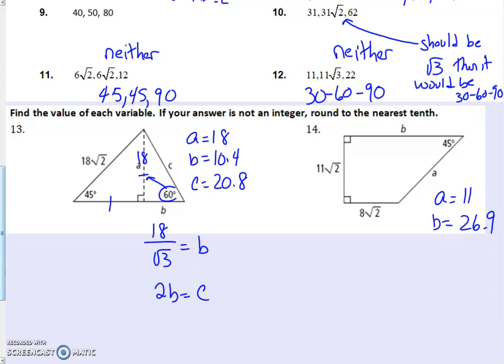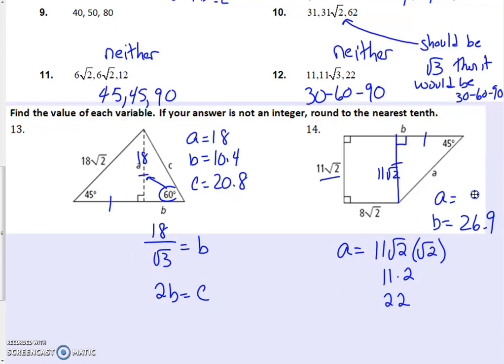Looking at number 14, I have a 45 right triangle when I drop my perpendicular. So that means that my side here has to be the same as the other side, so it's 11 radical 2. So to find the hypotenuse A, I would take 11 radical 2 multiplied by radical 2. So it's 11 times 2, which is 22. Nope. So let's change that answer for A. It should be 22.